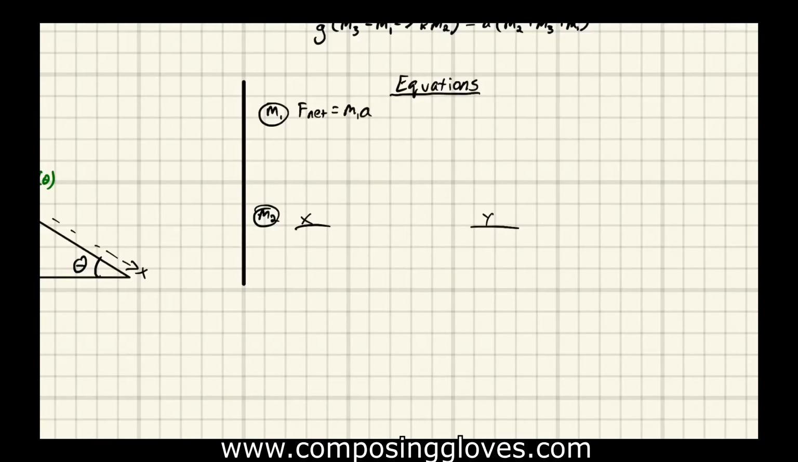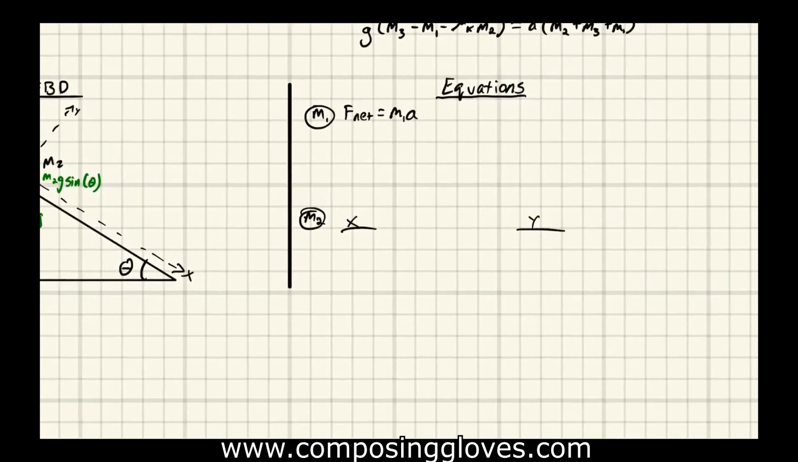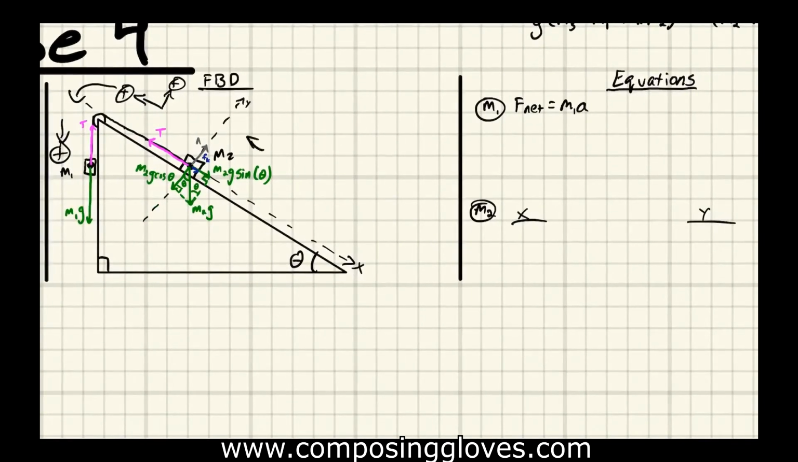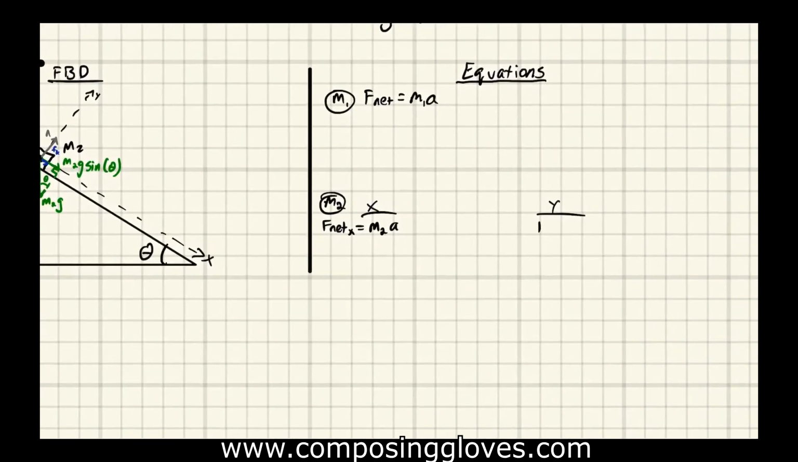So this is M1A, because we're talking about this object. That one's the one pulling our system, and this one's getting dragged along. So they're both in acceleration. This one, however, is only moving on the X-axis. Our object isn't bouncing up and down or flying off in the Y direction. So the F net X has to be equal to M2A, because it's accelerating, it's unbalanced. But this is F net Y, and this is equal to zero.